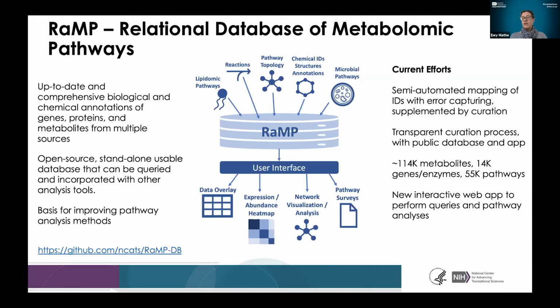During this semi-automated mapping, we're also able to capture errors, which we then supplement with manual curation. Our goal is really to make this curation process transparent. We did find errors where there were wrong ID mappings that came from certain metabolite sources, and we're able to have a dictionary of those errors that we can make public. We also go back to the original resource databases to let them know. Currently we are looking at around 114,000 metabolites, 14,000 genes and enzymes, and 55,000 pathways.